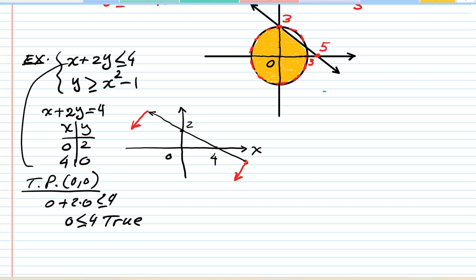Now let's look at the other equation. The other one is a parabola. The graph of the parabola, remember y equal x squared, that's the basic parabola that looks like this. x squared minus 1 will shift this down 1 unit and you redraw it. True? That would be shifted down. So that's x squared minus 1.